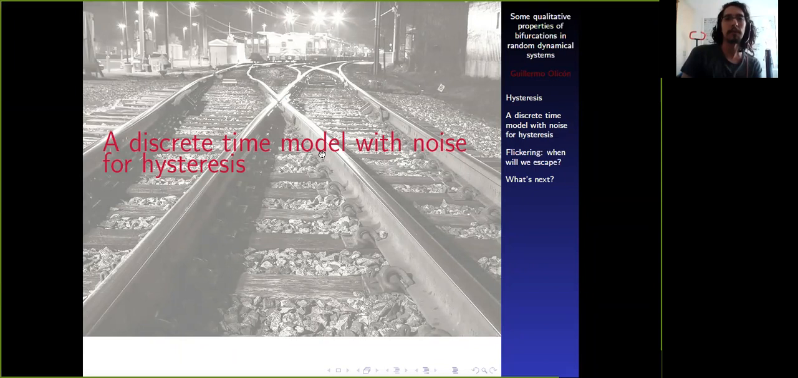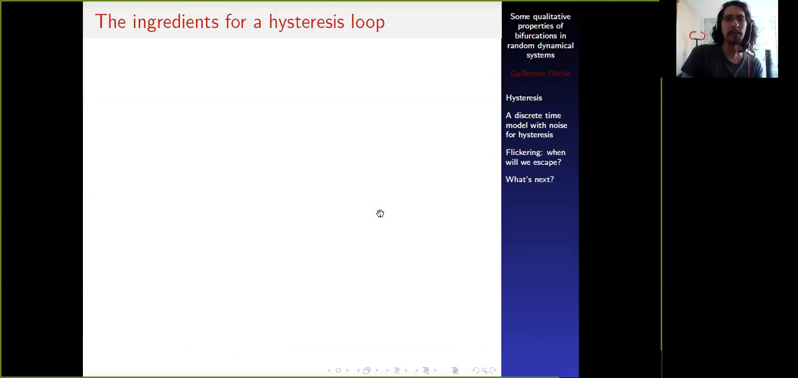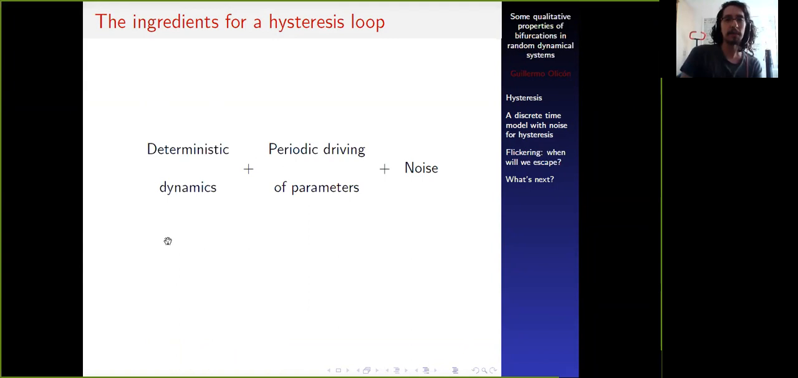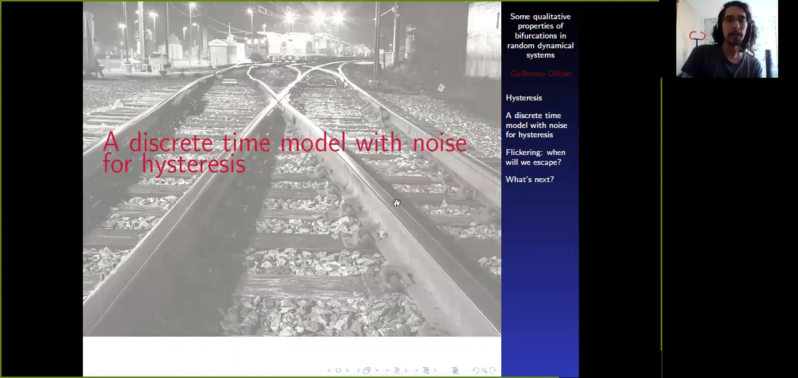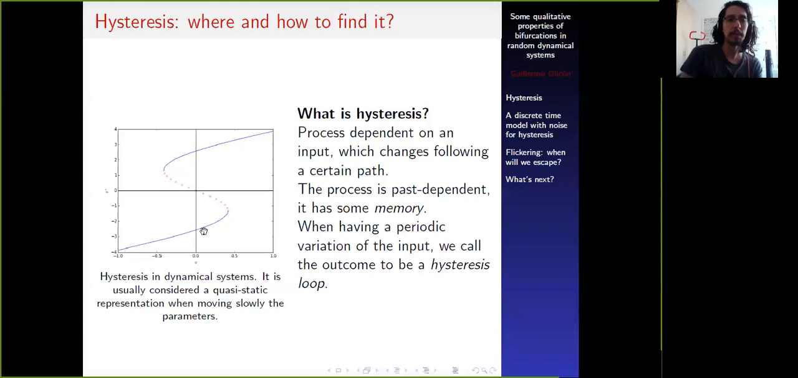So the ingredients for hysteresis are typically three. We need some deterministic dynamics, we need a periodic driving of the parameters, and we need some noise. So for example, here we have our deterministic dynamics. This is like a caricature made in the bifurcation diagram. And the periodic driving of the parameter could be, for example, if we move the parameter A back and forth, right? And we include some noise.